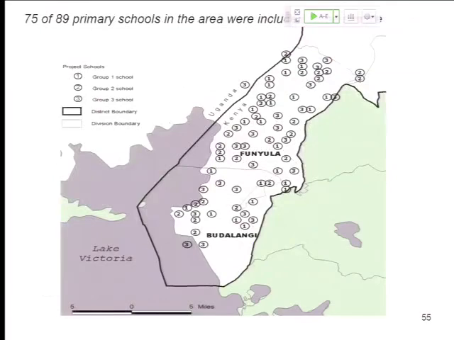So let me just show you the map of this area. These are the two divisions they were called. Now the nomenclature of Kenyan local government has shifted multiple times since then. But the two divisions were called Funyula and Budalangi. And the location of the group 1, 2, and 3 schools are there in the circles. You can see that this randomization produced a scattering of group 1, 2, and 3 schools around this area. This is Lake Victoria over here. So you can see both of the divisions border on Lake Victoria, especially Budalangi.